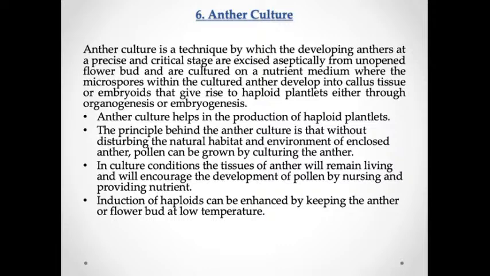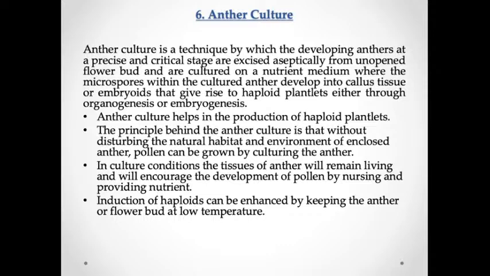Now comes the anther culture. Anther culture is a technique where we develop anthers at precise and critical stages, excised aseptically from an unopened flower bud and cultured on the nutrient medium, where the microspores within the anther develop into callus tissues. So they help in the production of haploid plants.